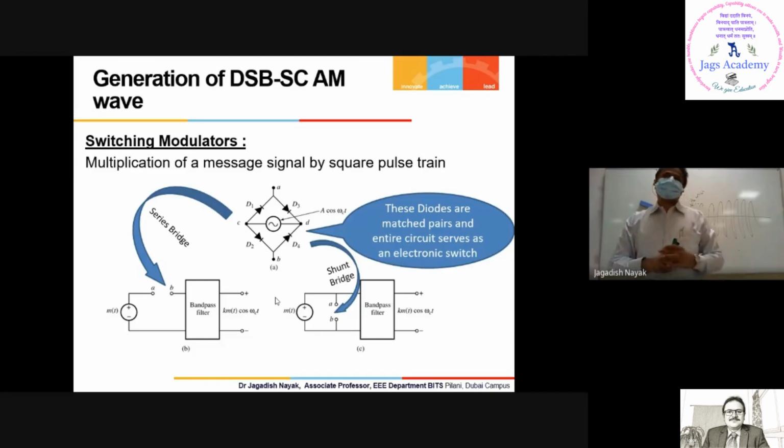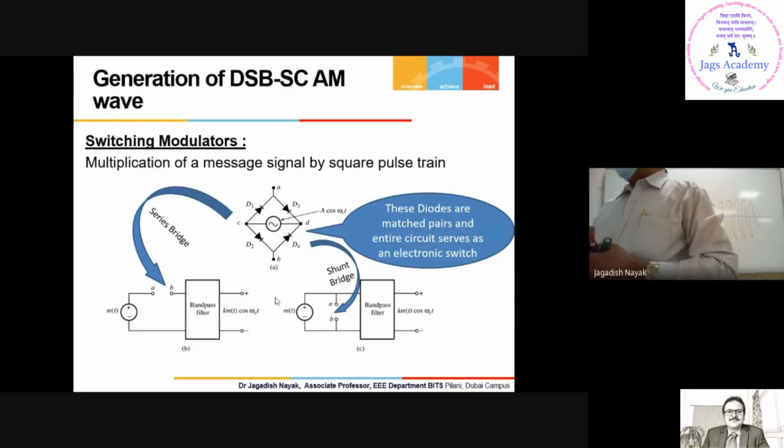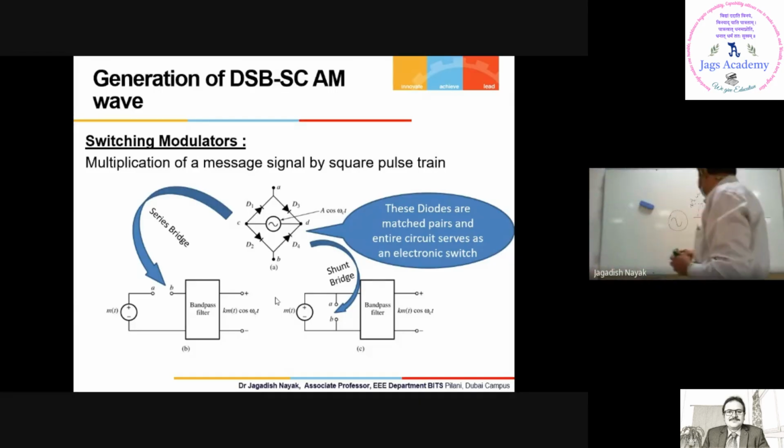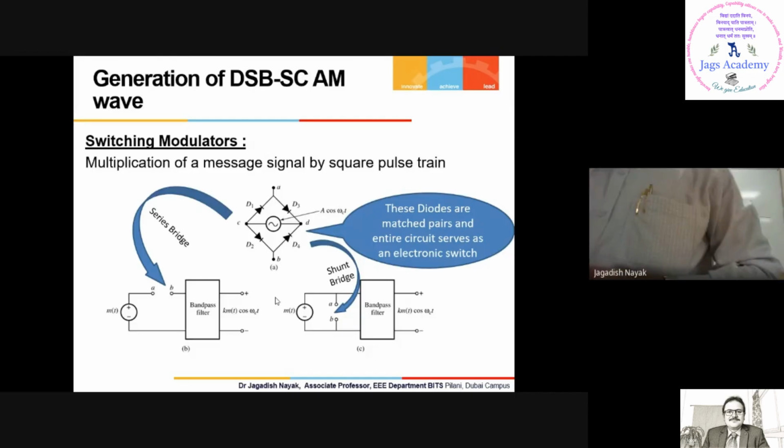At a time, two diodes will conduct. During positive half cycle, you will have a positive switch. During negative half cycle, you will have a negative switch there. So this is acting like a switch, and switching on and off is decided by the frequency. During positive half cycle, you get it like this. You get a square wave. It acts like a switch.